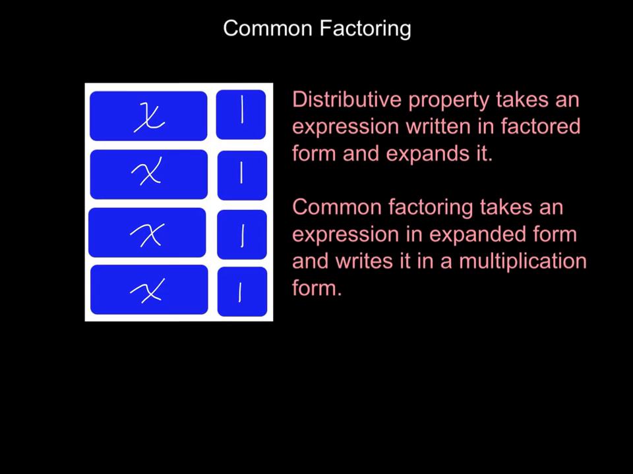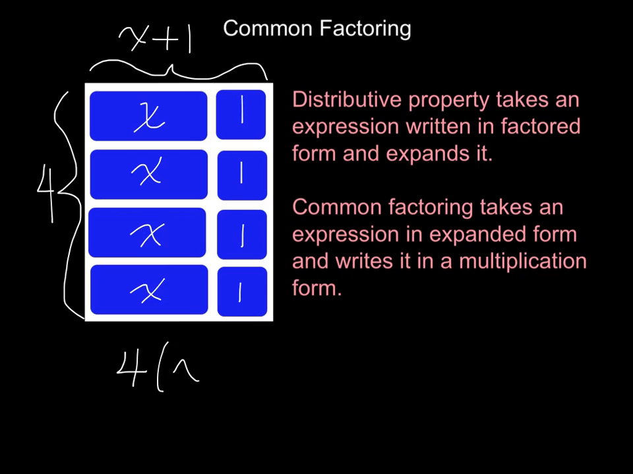So we can say that there is a length and width to this. For instance here, we could say that it has a length of 4 and a width of x plus 1. So that means I can represent this whole thing as 4 times x plus 1, because as we know, area of a rectangle is length times width.